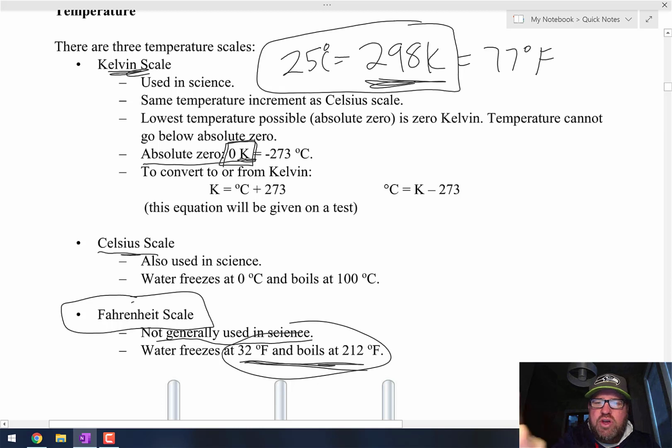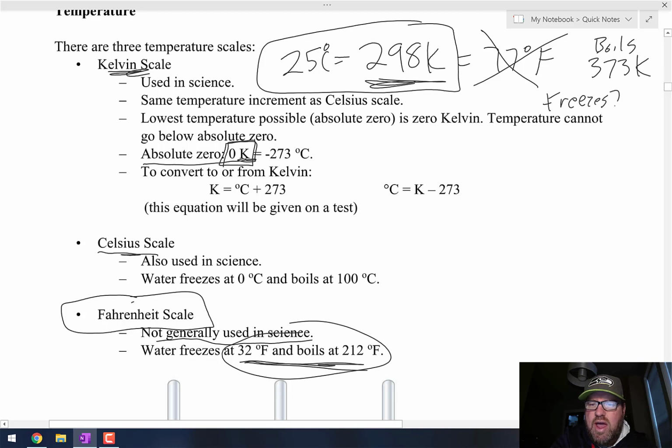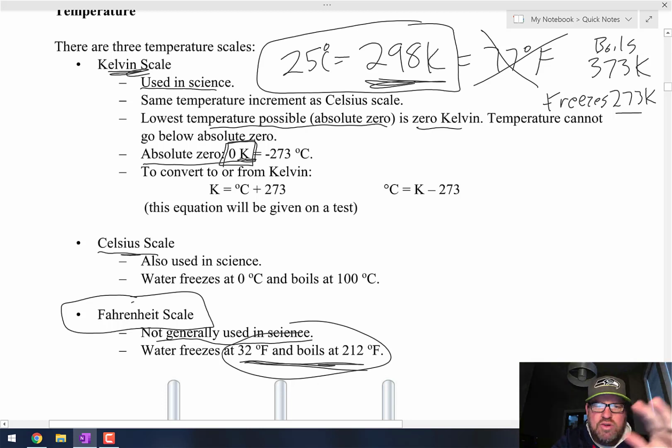So those two you're going to see quite a bit. Again, Fahrenheit you won't see again in science. But water does boil at 373 Kelvin. So water boils at 373 and it freezes at 273 Kelvin. So again, the Kelvin scale absolutely is used in science. The lowest temperature possible is absolute zero, called 0 Kelvin. Temperature can't go below zero, so no negatives with Kelvin.